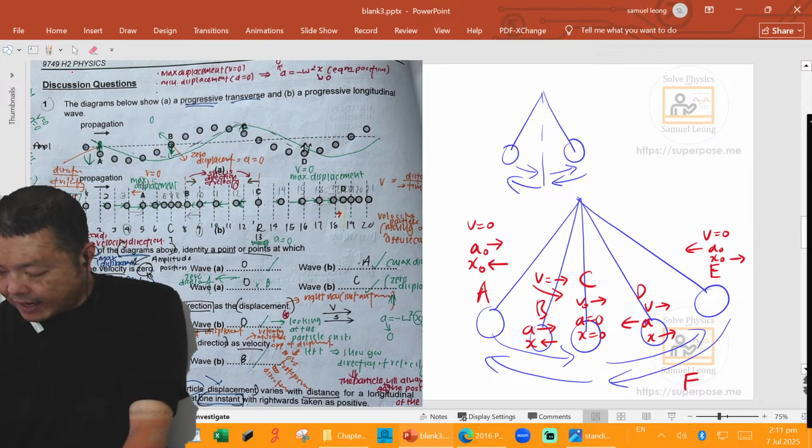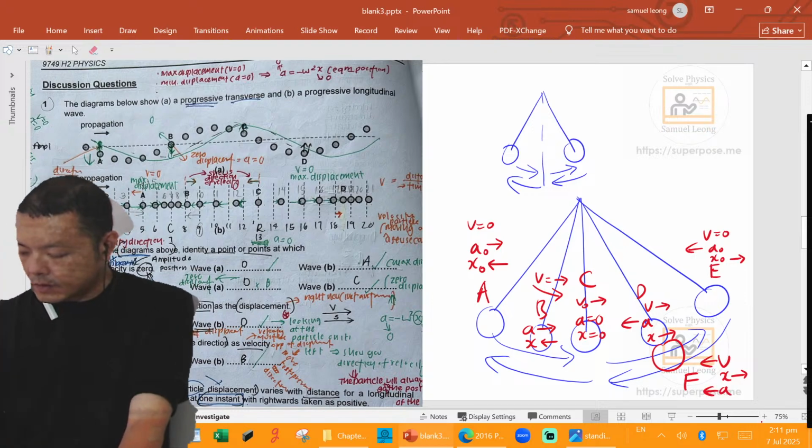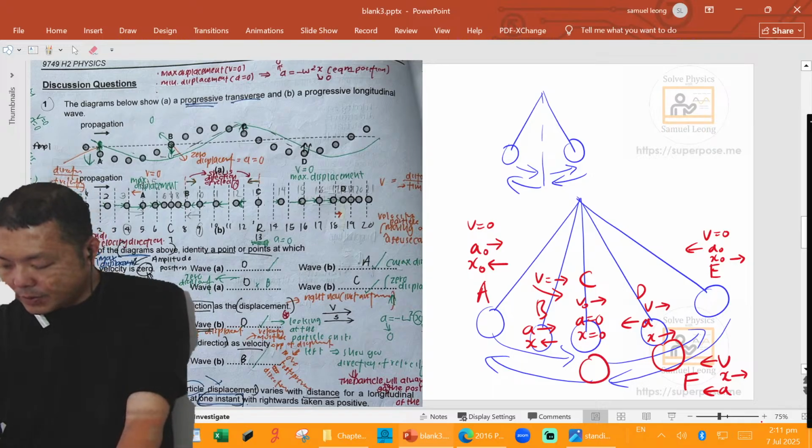All right, so when it's at F and it's going down, the V is pointing towards the right. Sorry, left. Correct or not? The V is pointing towards the left. The X is pointing towards the right. And the A is pointing towards the left. Okay, then it will be here, then V naught pointing to the left, right? A equals 0, X equals 0.